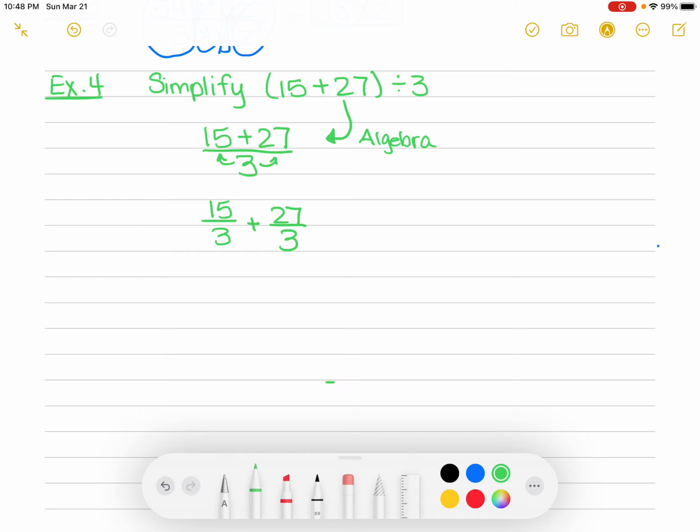So now I do 15 divided by 3 and I get 5. And I get 27 divided by 3 and I get 9. And then when I add those two up, I get 14.